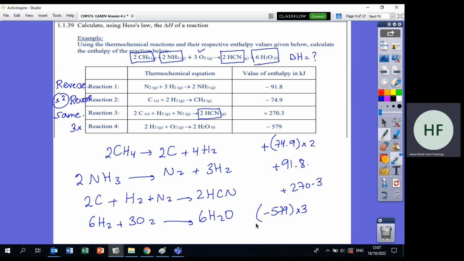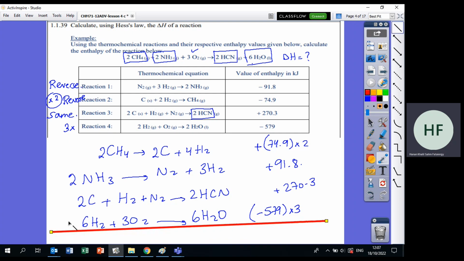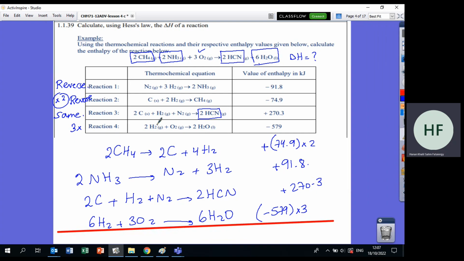Now, when I add these 4 reactions, be careful. Every reaction should be used only once, and I should use all the reactions. I should not leave any reaction behind. Okay? So use each reaction once and do not leave any reaction behind. Now, when I add these 4 reactions, I should get this reaction, and when I add the delta H's, it should give me this value.